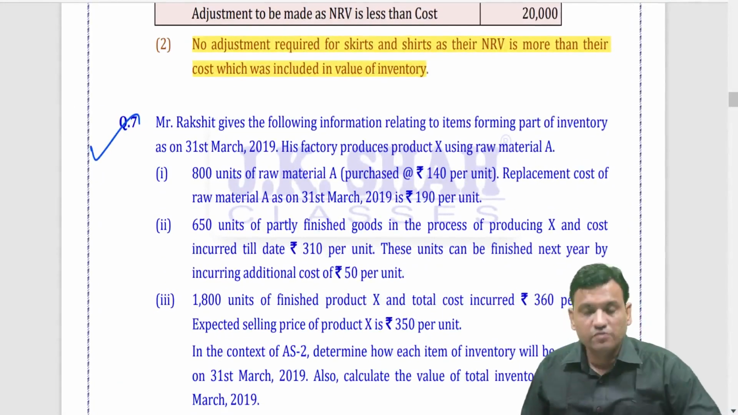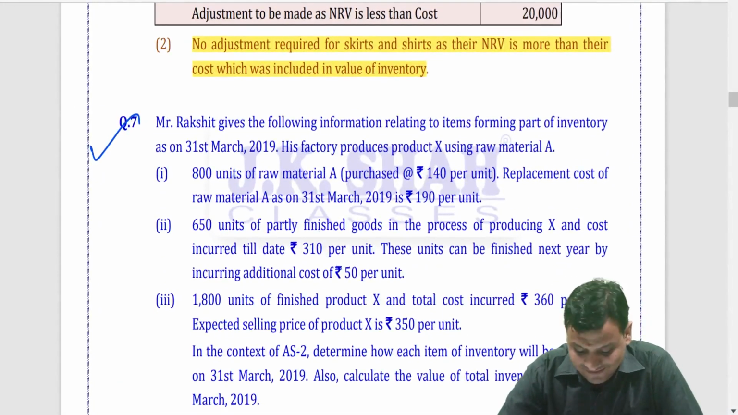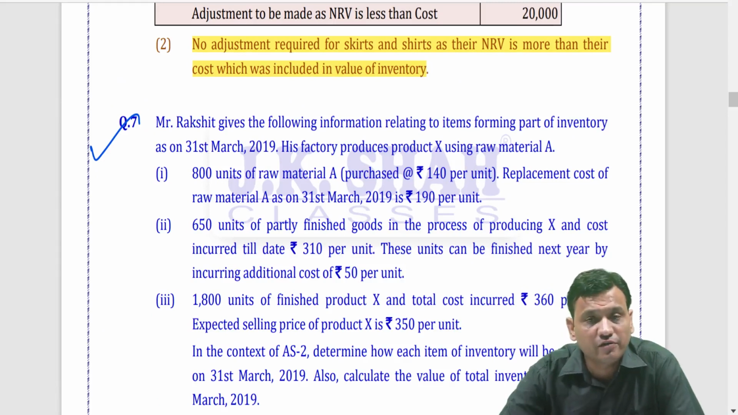Okay, friends. One more question, and then we'll end up. Mr. Rakshit gives you the following information relating to items forming part of inventory on 31st March 2019. His factory produces product X using raw material A. 800 units of raw material purchased for 140. Replacement cost of raw material on 31st March is 190.